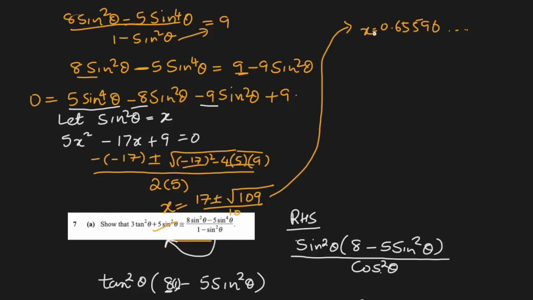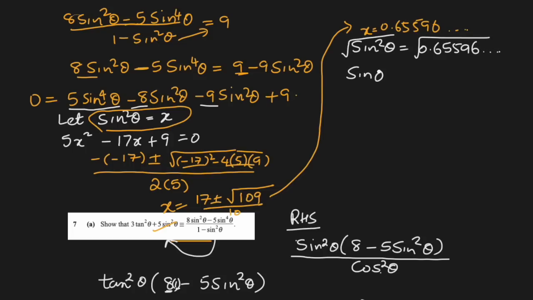But x was assumed to be sine square theta. So we'll go back to sine square theta. So sine square theta is equal to 0.65596. Square root both sides. So sine theta comes out to be plus minus 0.809919. So we will write plus minus 0.810. No need to write 0.81.